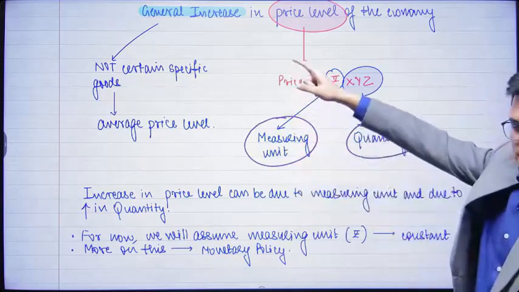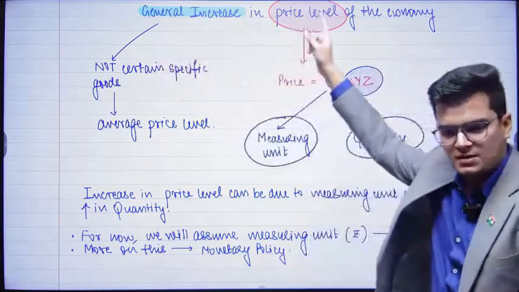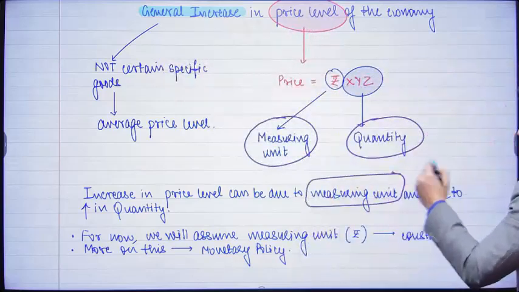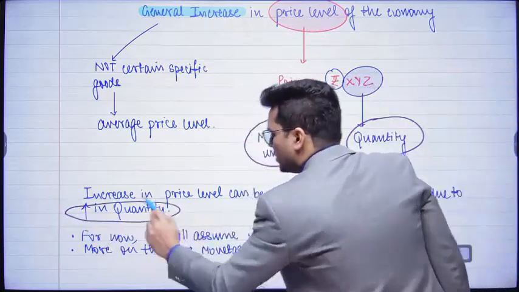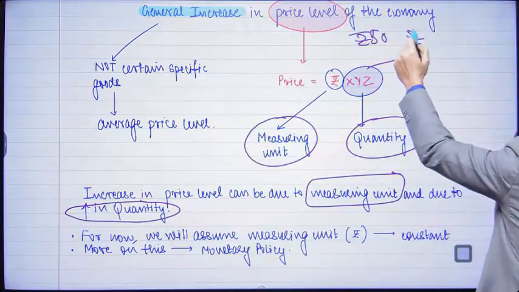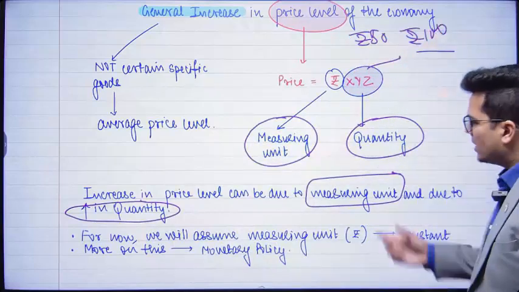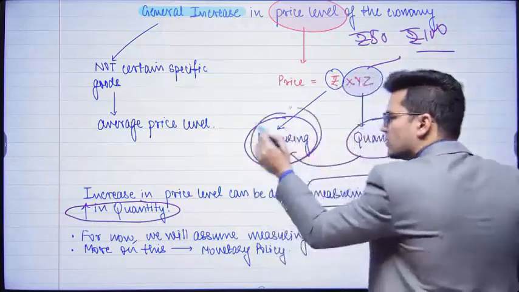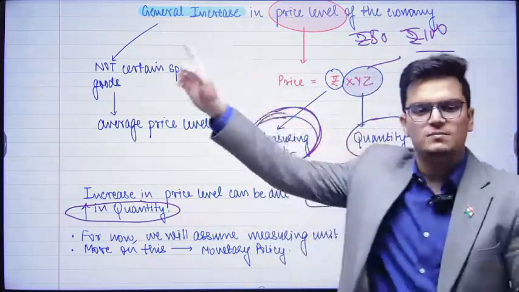Increase in price level, inflation क्या है? General increase in price level. Increase in price level can be due to measuring unit and due to increase in quantity. या तो ये quantity ही बढ़ जाए कि पहले something was ₹50, now it is worth ₹100. तो या तो quantity ही change हो जाए या फिर measuring unit की worth change हो जाए. इन दोनों चीजों से इन्फ्लेशन पे फर्क पड़ता है.